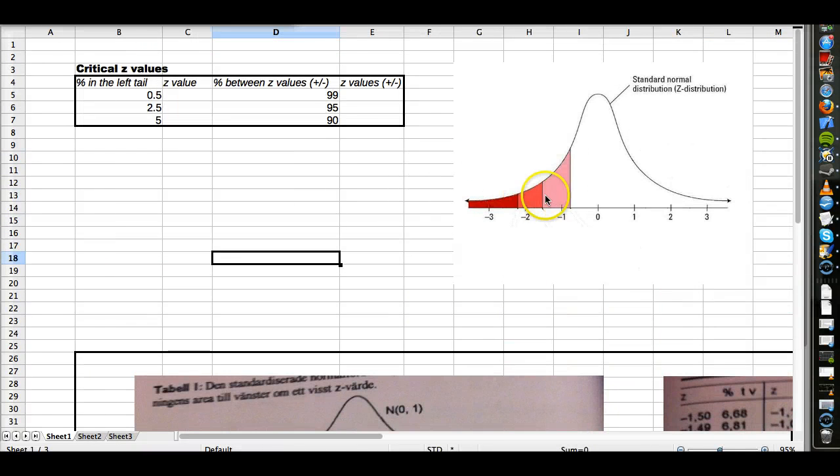Okay, so what we're doing is we're going along this x-axis here, -2.58 right here, somewhere around here, and we're saying 0.5% of the distribution is located to the left of that. So I write that in here, -2.58.